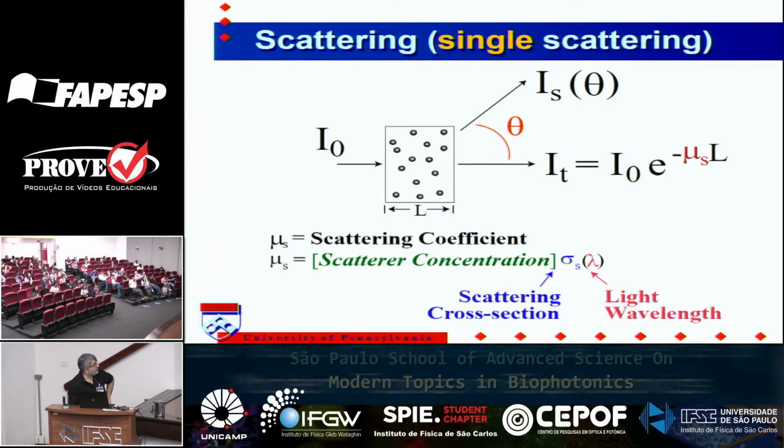and also on the so-called scattering coefficient, which is related to the number of scatterers. Okay, so if it was particles, it would be the number density of particles, and the cross-section of those scatterers, which is, again, wavelength dependent, the total cross-section of those scatterers. Okay, so that's pretty similar to what we had for absorption.